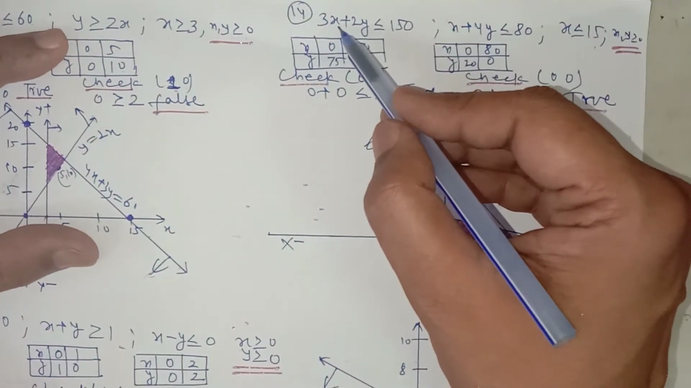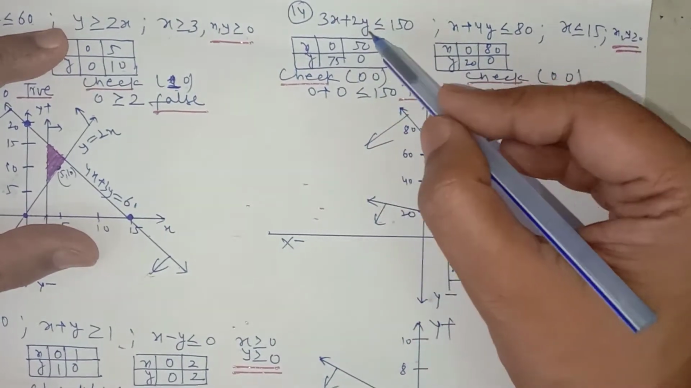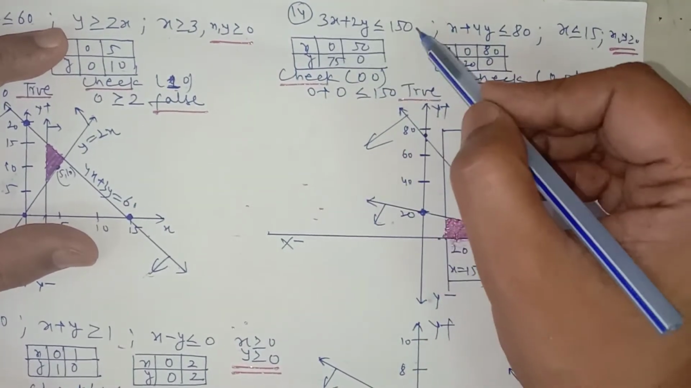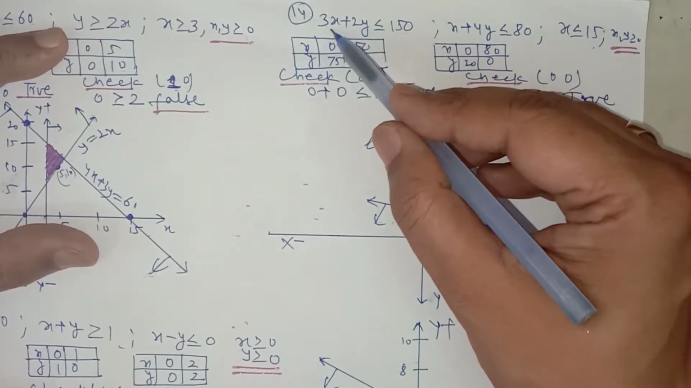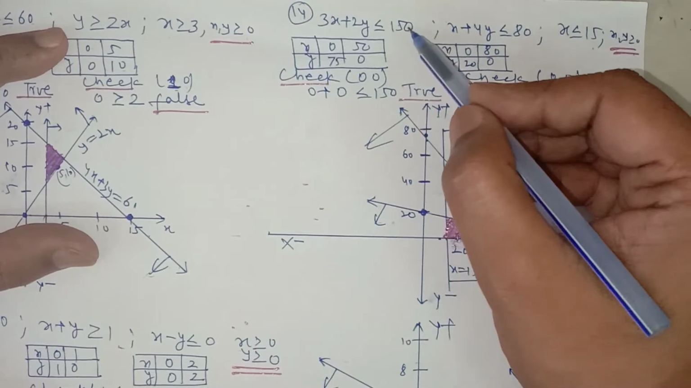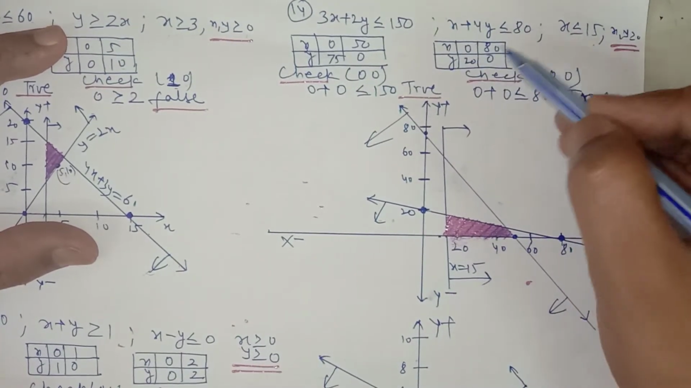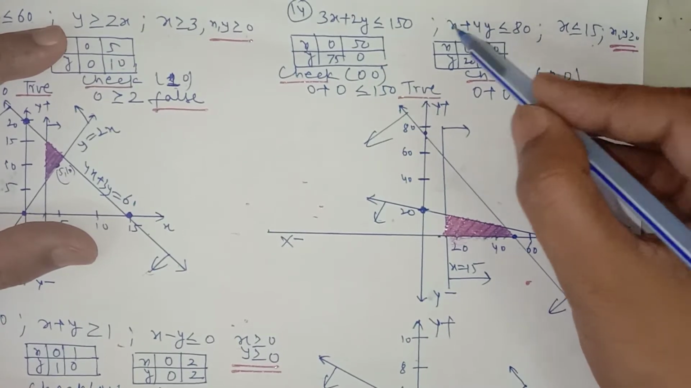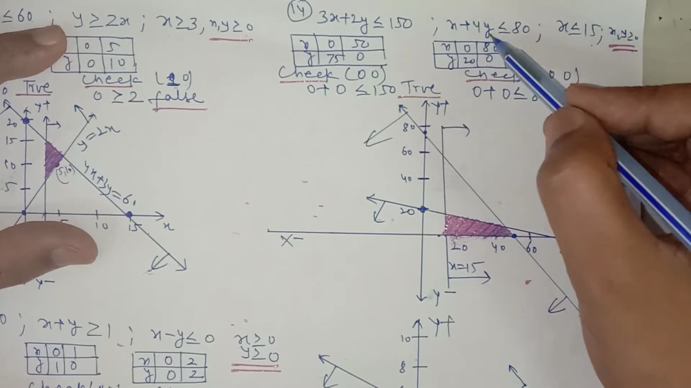To find the solution set of this, if I take x is equal to 0, then y will be equal to 75. If I take y is equal to 0, then x will be equal to 50. Check whether 0, 0 is the solution of this equation or not. x 0, y 0 less than 150, which is true. Again find the solution set of this. x 0, y will be equal to 20. If we take y 0, then x will be equal to 80. See the solution of this. Check 0, 0 is the solution of this or not.